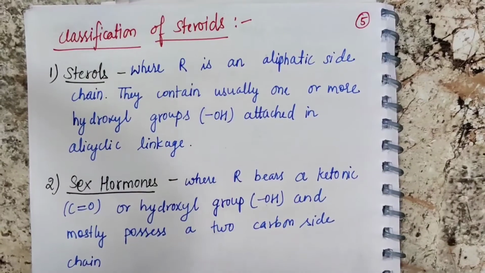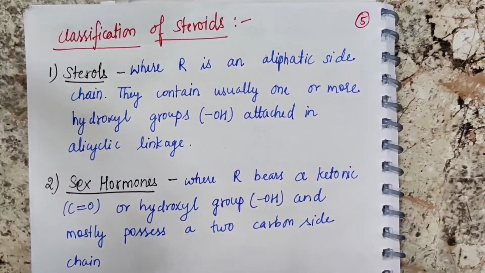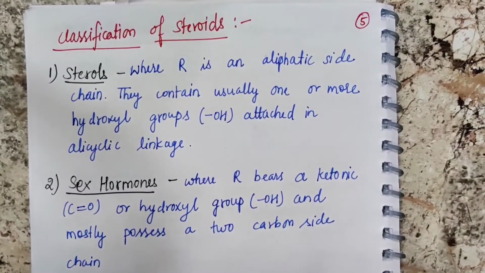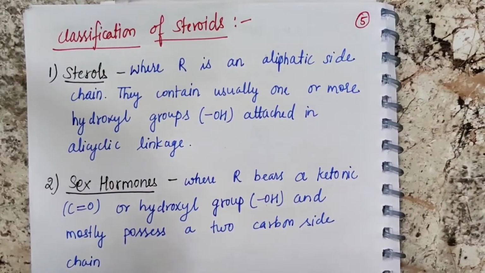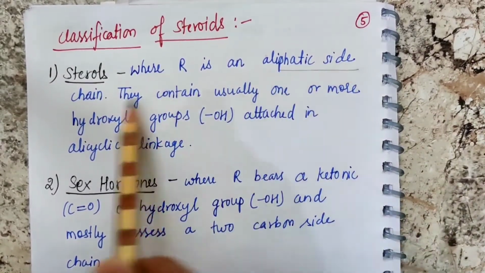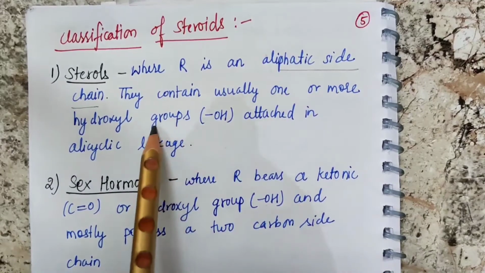Now, classification of sterols. Steroids are basically classified into 5 different classes. First is sterol, second is sex hormone, third is cardiac glycoside, fourth is bile acid, and fifth is sapogenin. All these classes are based on the structure these steroids have, the parent structure. In case of sterols, sterols have an aliphatic side chain and they usually contain one or more hydroxy groups.